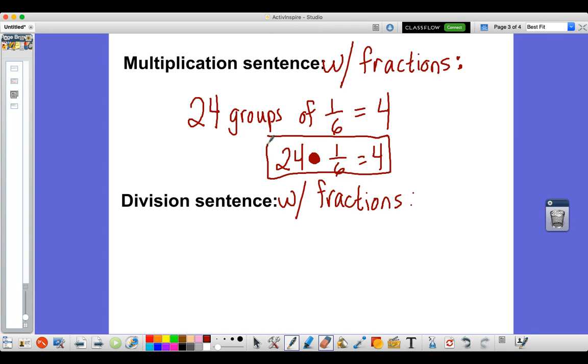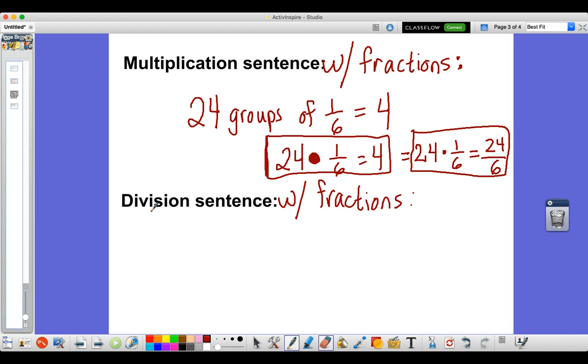Now, earlier in Team Bulbasaur's class, another student was talking about, hey, 24 groups of 1/6 is 24/6. 24 groups of 1/6 equals 24/6. So this is another way to write it. Okay? So you can choose one of these.